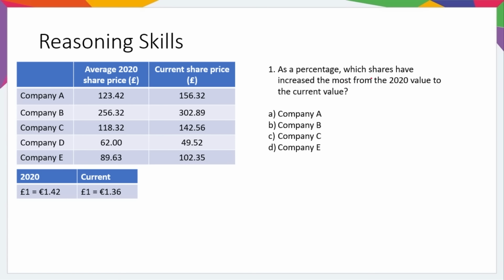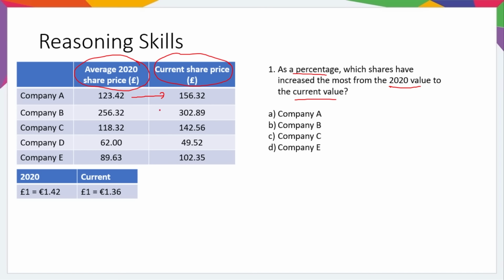So as a percentage, which shares have increased the most from 2020 value to the current value? So I need to find the 2020 value. Right, that's dead easy. That's that column here. And the current value, dead easy. So all I'm doing is looking at these 2 columns and at the shares that have increased the most, but not in terms of value, but as a percentage. So here I'm working out what the percentage increase is for, say, company A going from 123.42 to 156.32.